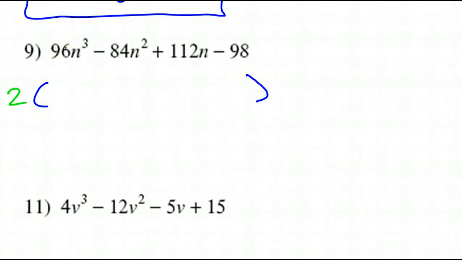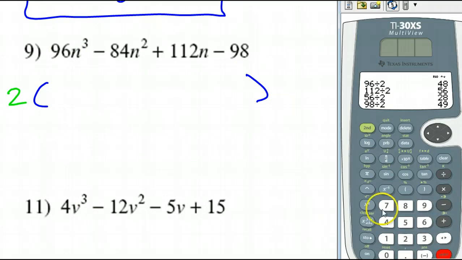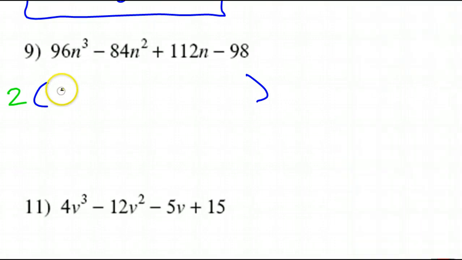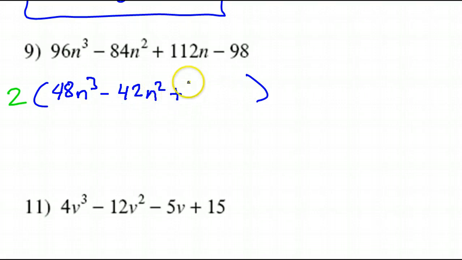Okay, let's see. 96 divided by 2. That's 48. So far I have 48n to the third power. Negative 84 divided by 2, so that'll be 42n squared. Plus 112 divided by 2, so that's 56n.